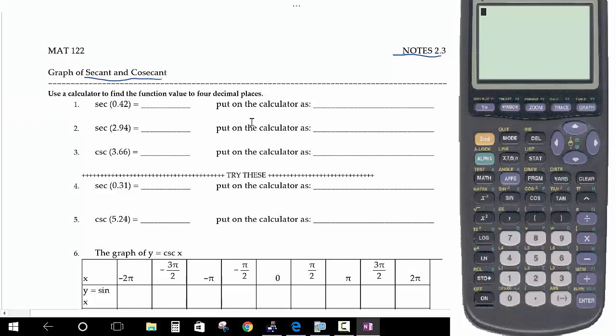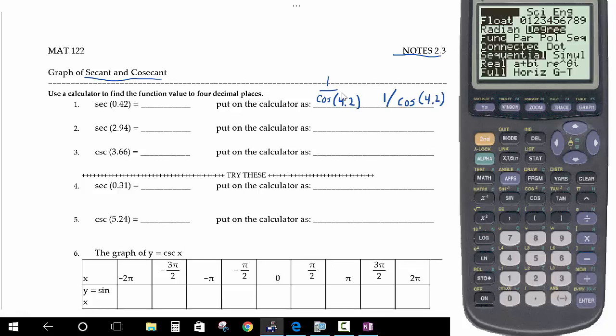To begin with, let's go over a little bit of calculator usage. You don't have a secant button on your calculator, but you know that the secant is equal to 1 over the cosine. So we know that this would be the same as 1 over the cosine of 4.2. So we're going to put this in the calculator like this. We're going to go 1 over cosine of 4.2.